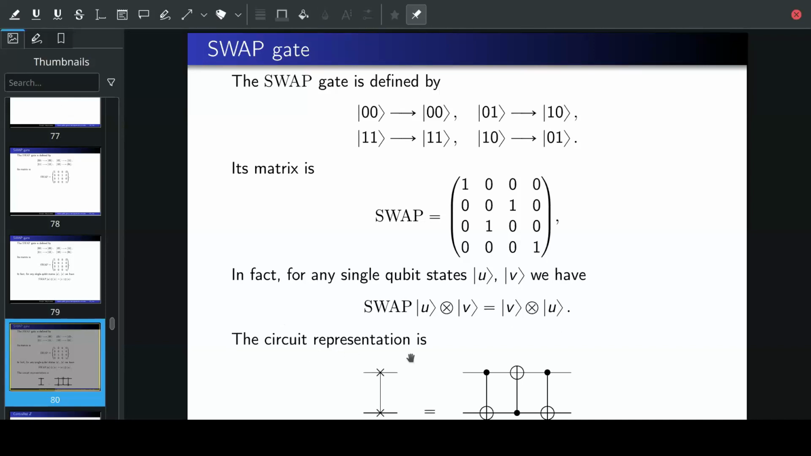And its depiction on the circuit is the following. Here there are no control or target qubits. They actually have equal rights, let's say. And this is a representation, and it can be shown that it equals this circuit, just the product of 3 CNOT gates, where the middle gate is reversed. This is a very nice identity.